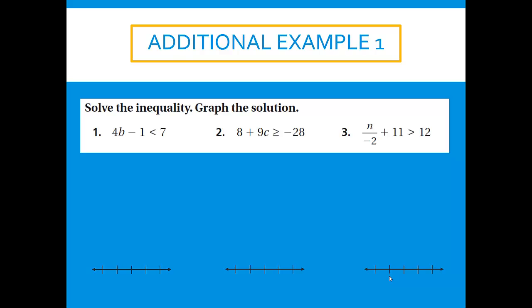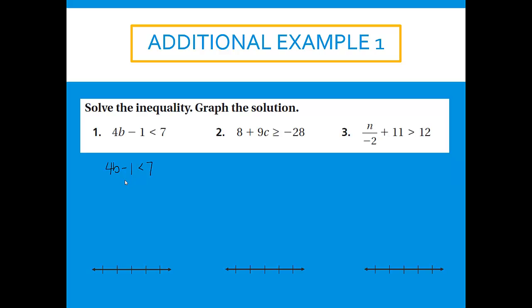Now we have additional examples. You can pause the video and try them on your own, or you may follow along. Solve the inequality and graph the solution. So for number 1, we have 4b minus 1 is less than 7.